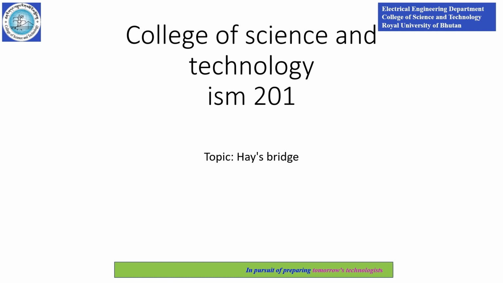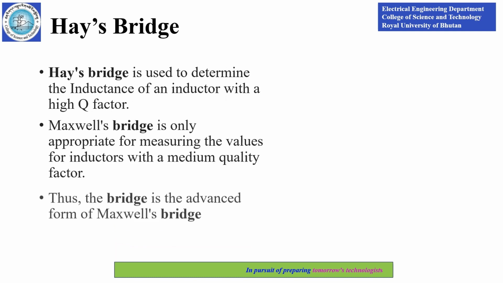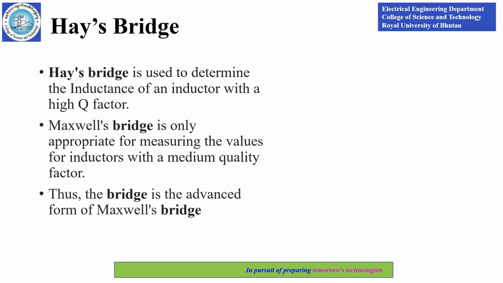This is the ISC module 201, and in today's session we are going to learn about the Hayes bridge. The Hayes bridge is used for determining the self-inductance of the circuit. The bridge is the advanced form of Maxwell's bridge. Maxwell's bridge is only appropriate for measuring the medium quality factor. Hence, for measuring the high quality factor, the Hayes bridge is used in the circuit.